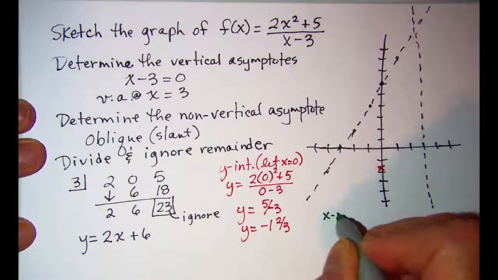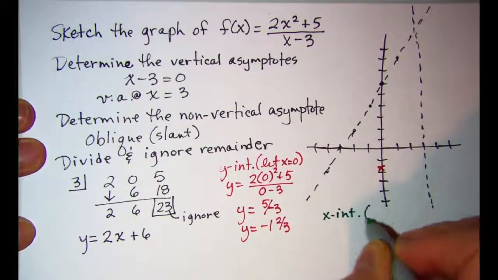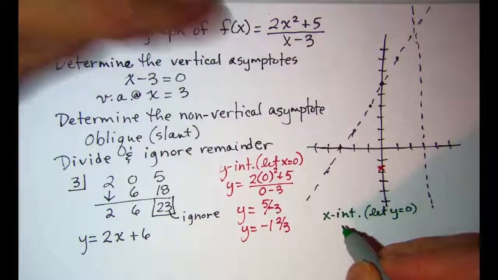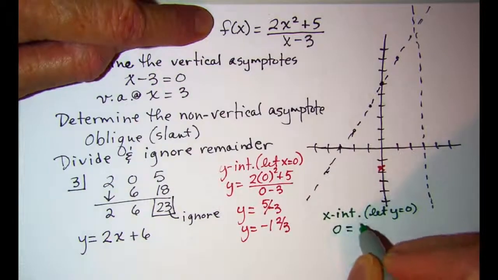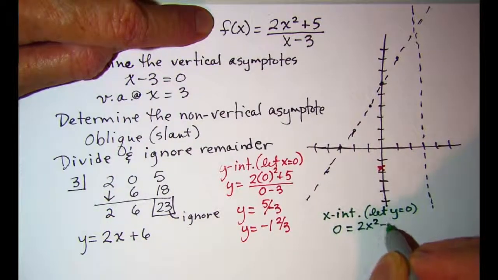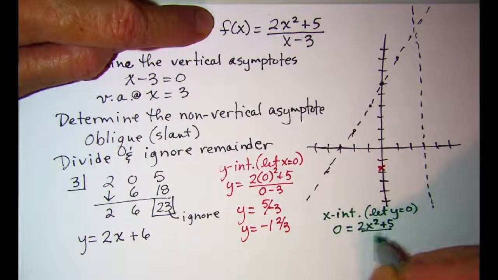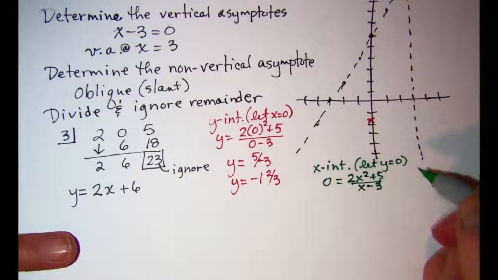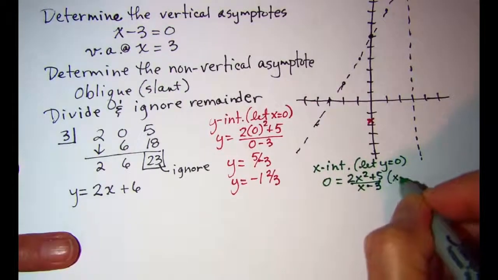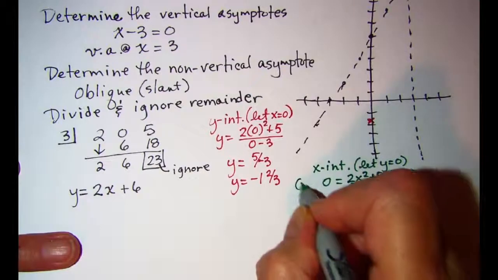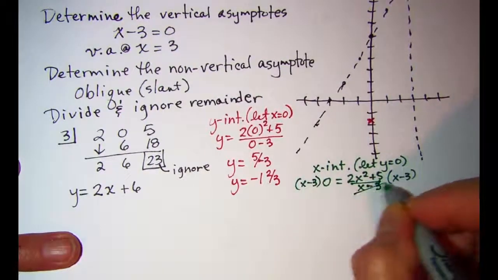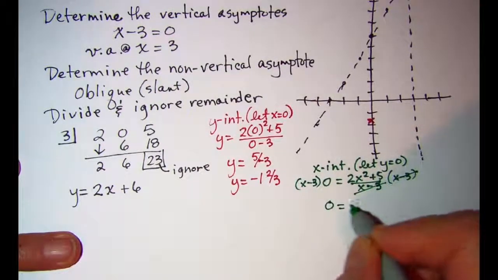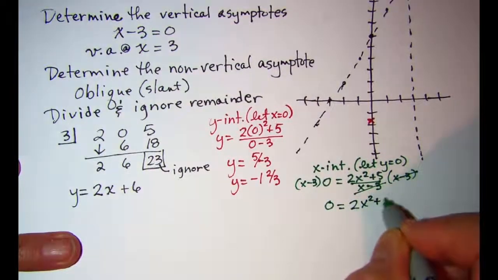X-intercepts, let y equal 0. So we have 0 equals 2x squared plus 5 over x minus 3. Multiply both sides by x minus 3 to get rid of that denominator. These will cancel. 0 times anything is still 0. Equals 2x squared plus 5.